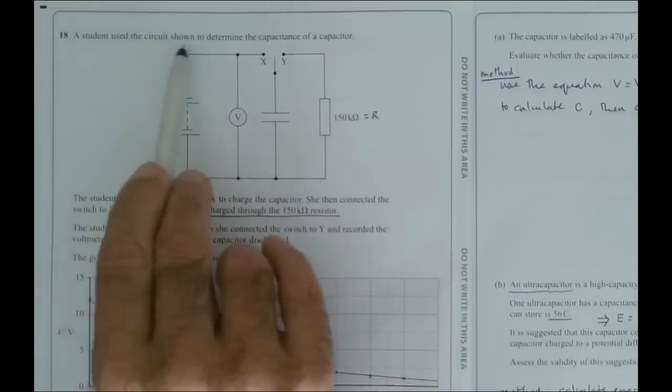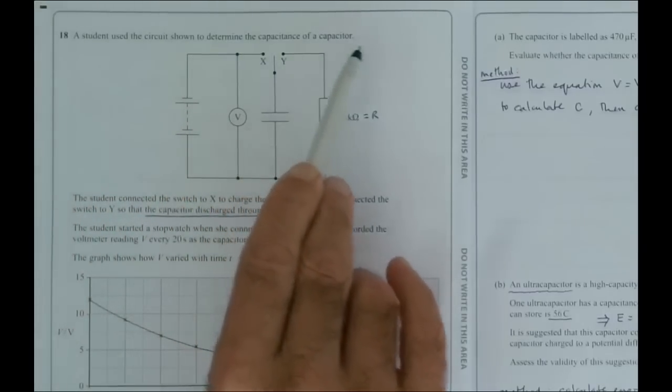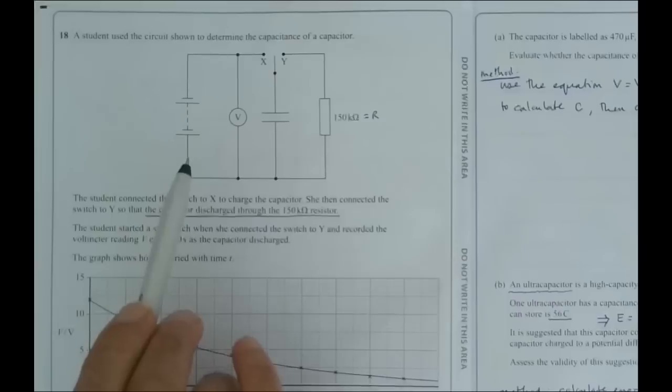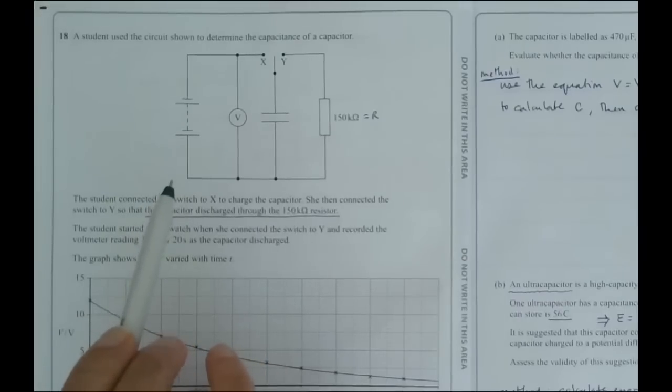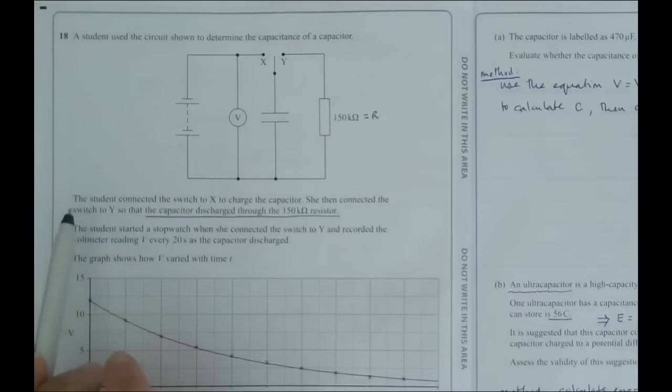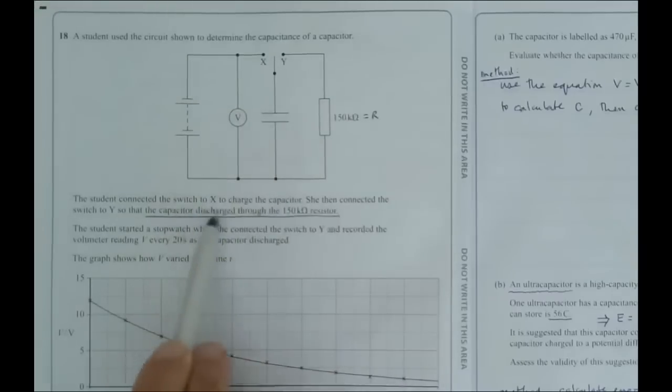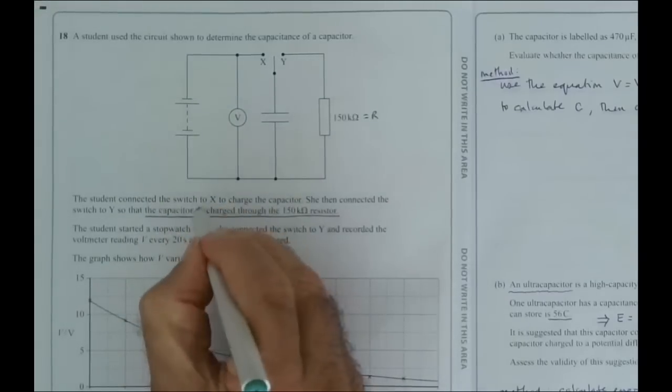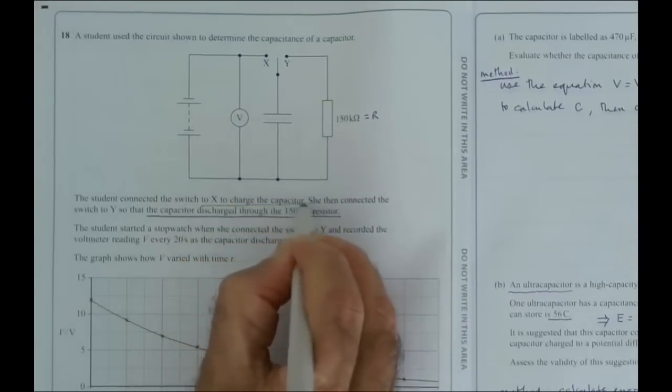Okay, a student used the circuit to determine the capacitance of a capacitor. Now I've noticed a little problem with their method, but they don't seem to have mentioned it in the mark scheme. But I haven't looked at the examiner's report. But anyway, you will have to use the data they've given you to be able to answer the question. The student connected the switch to X, as I mentioned, to charge the capacitor. So to X is to charge the capacitor.